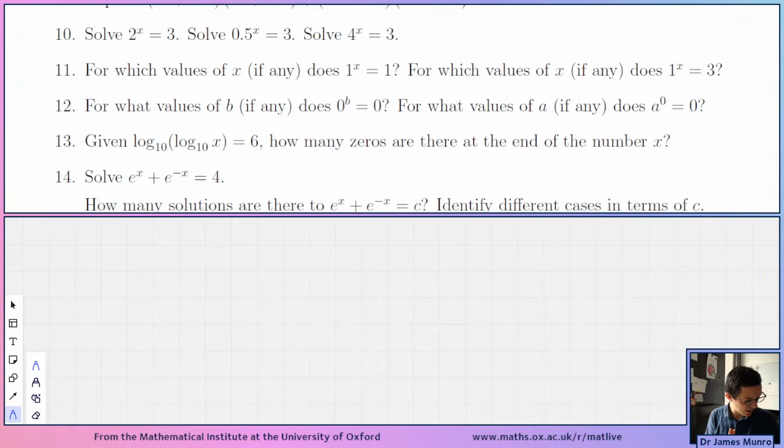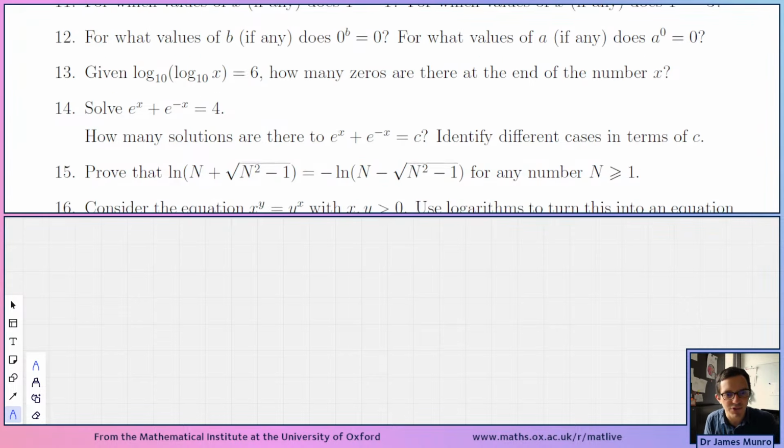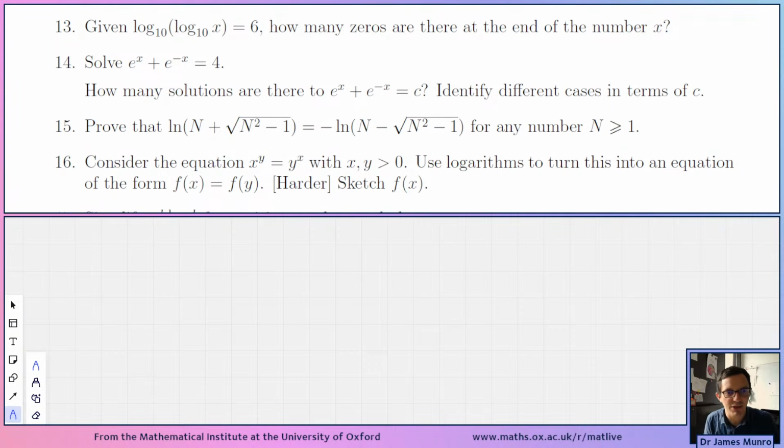Okay, 11 and 12. 11 and 12 get a little bit too close to the powers of 1 and powers of 0 stuff that I was trying to avoid. So let's scroll a little bit past that. There we go. Okay.